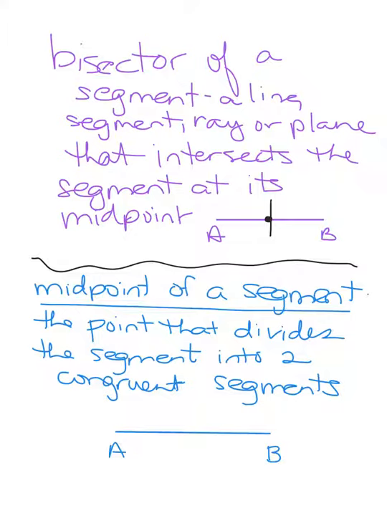Now we're looking at the midpoint definition of a segment: the point that divides the segment into two congruent segments. So if my midpoint is here at M, I know that segment AM is congruent to segment MB. I know these definitions are definitely related, but the one thing that's going to be important in proving triangles congruent is that the definition of midpoint, the way it reads, is we are dividing things into two congruent segments.